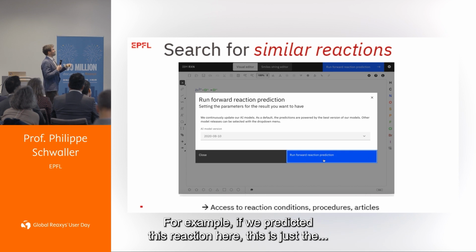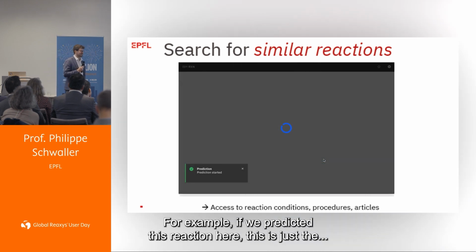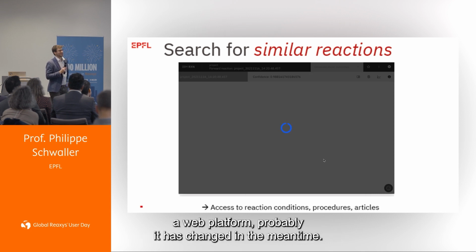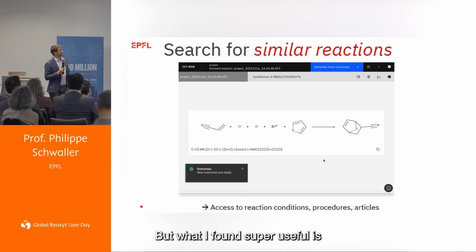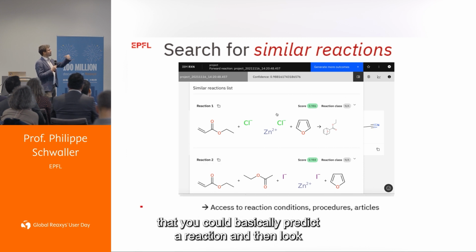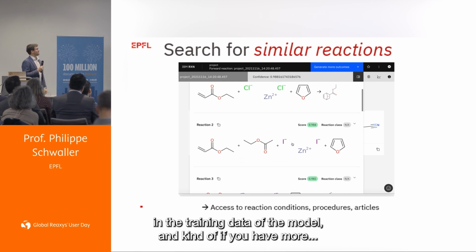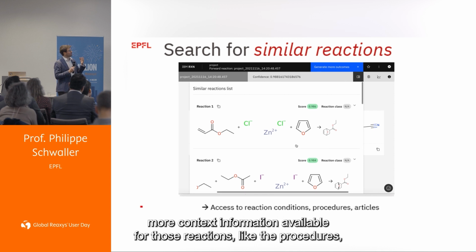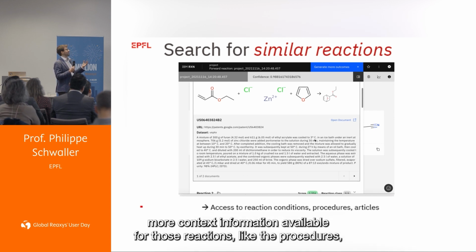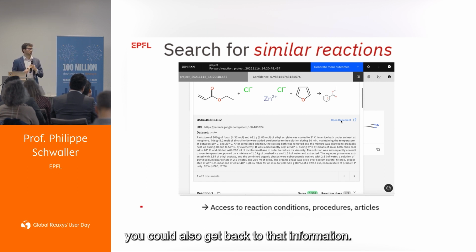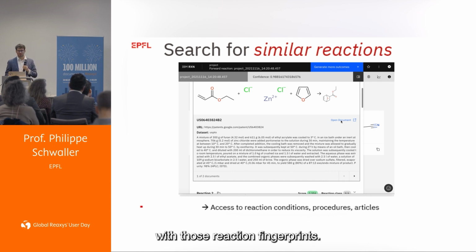For example, if we predicted this reaction here, this is just an example from the IBM research web platform. Probably it has changed in the meantime, but what I found super useful is that you could predict a reaction and then look at the most similar reactions in the training data of the model. And if you had more context information available for those reactions, like the procedures, you could also get back to that information. I find this is a very valuable thing to do with those reaction fingerprints.